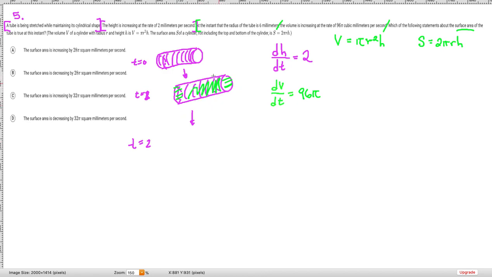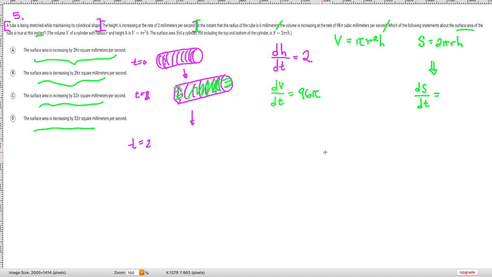Now, if you look at each of these statements, each one says the surface area is increasing at some rate, or decreasing. So it's talking about the rate at which the surface area is increasing, which is dS/dt. Each one of these statements is essentially asking, what is dS/dt at this instant, at the time that the radius is 6 millimeters?